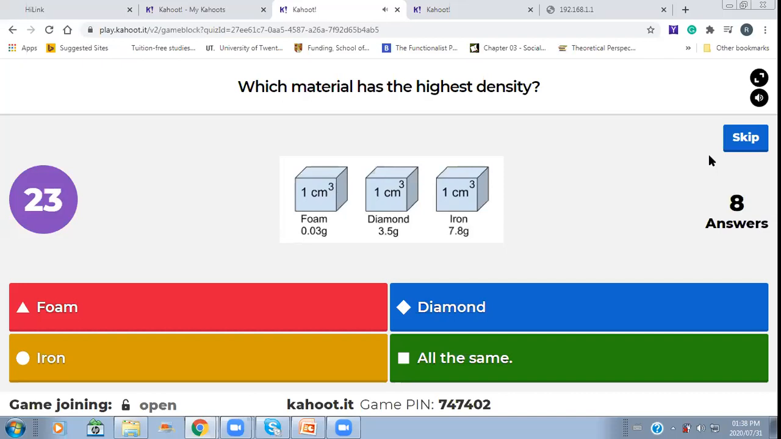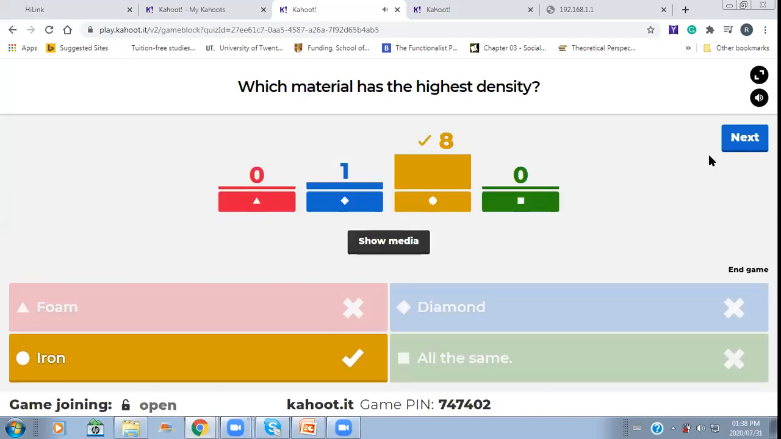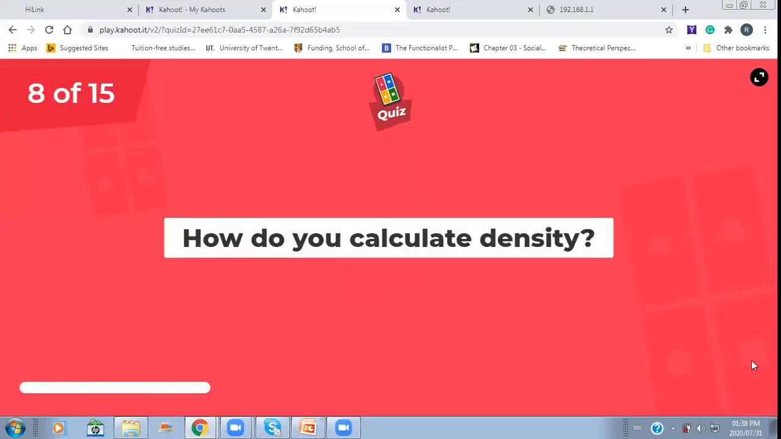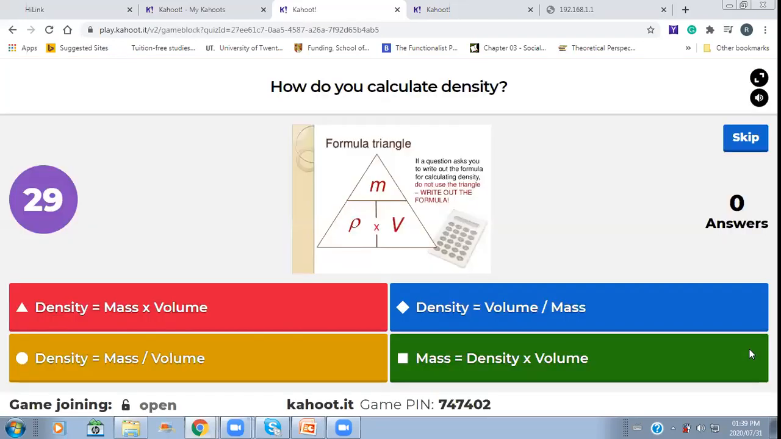Which one has got the highest density? Okay, the iron. Perfect. All right, all of you got that right? Yes, Atlanta is still on top, but Erin and Han have also answered faster. Let's go. Somebody will have to overtake Atlanta on the scoreboard. Let's see who that is.